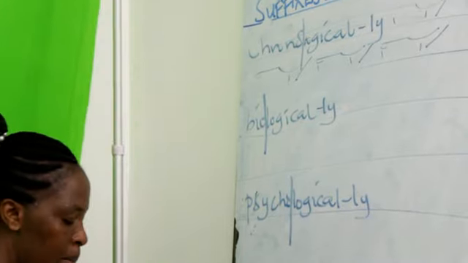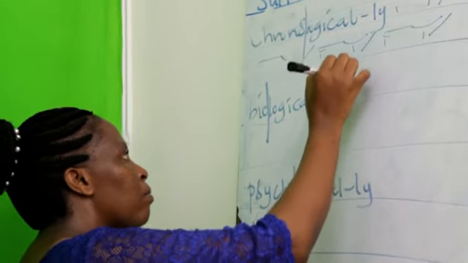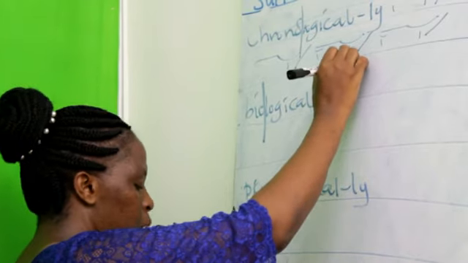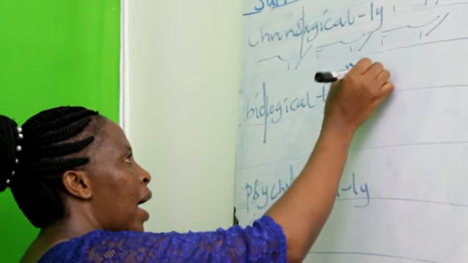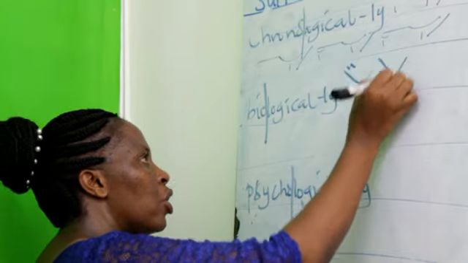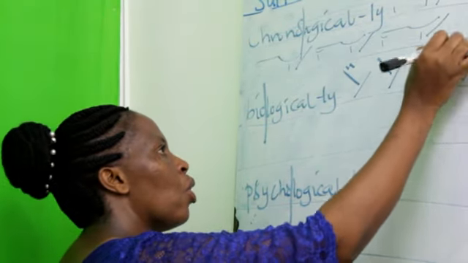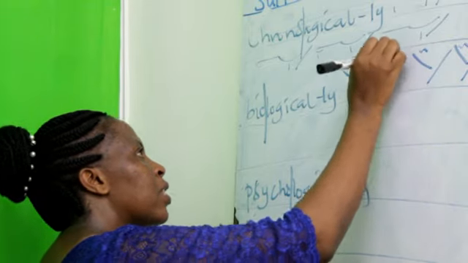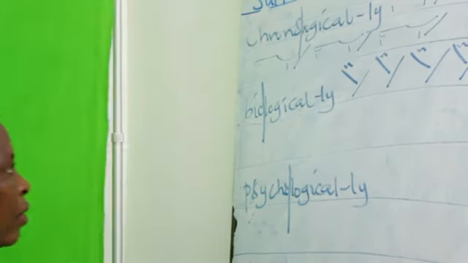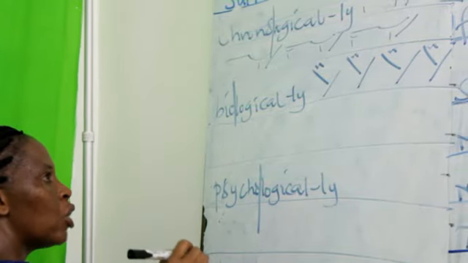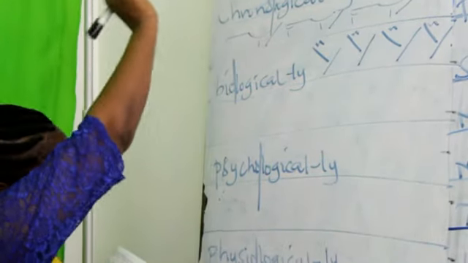We have the word biological, a stroke of B above the line because of a triphone, and then stroke of J. Biological, biological. We use a triphone there at the beginning. Then we have the word psychological.